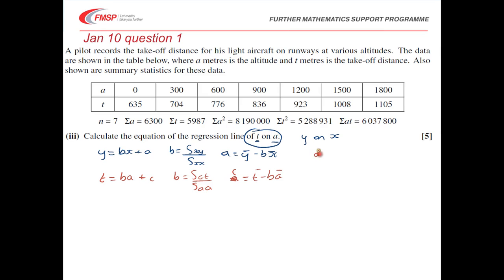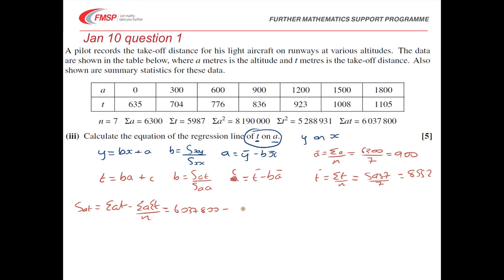So a bar is going to be the sum of a over n, which is 6300 over 7, which is 900. We also need t bar, which is the sum of t over n, which is 5987 over 7, giving me 855.2. We then need to work out SAT. SAT is equal to the sum of AT minus the sum of A times the sum of T over n. I'll calculate this one.